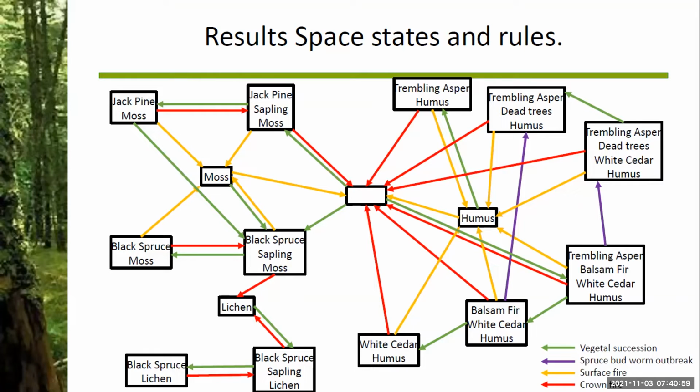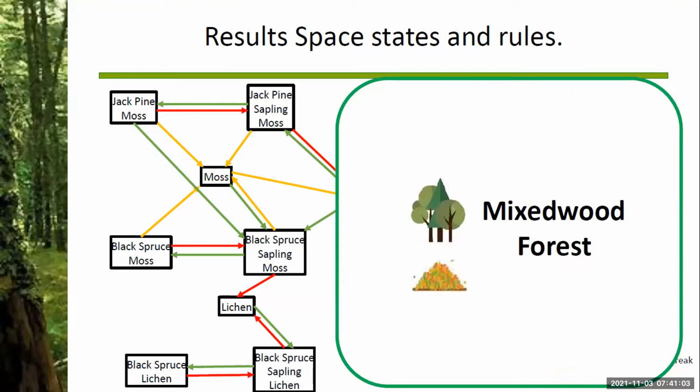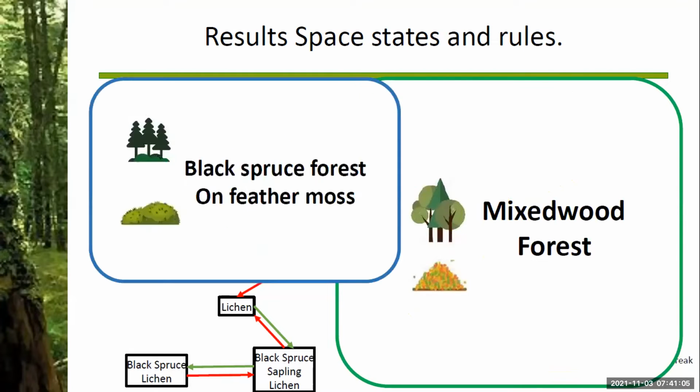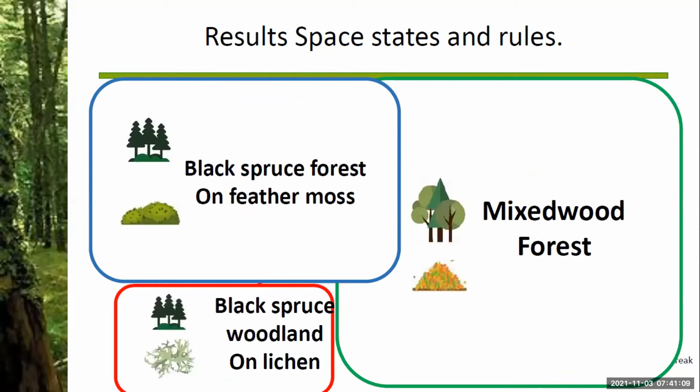And what is interesting to see is that with this model, we can see the different types of forest. On the right, the mixed wood forest. On the top left, the black spruce forest on feather moss, and on the bottom left, the black spruce woodland on lichen.